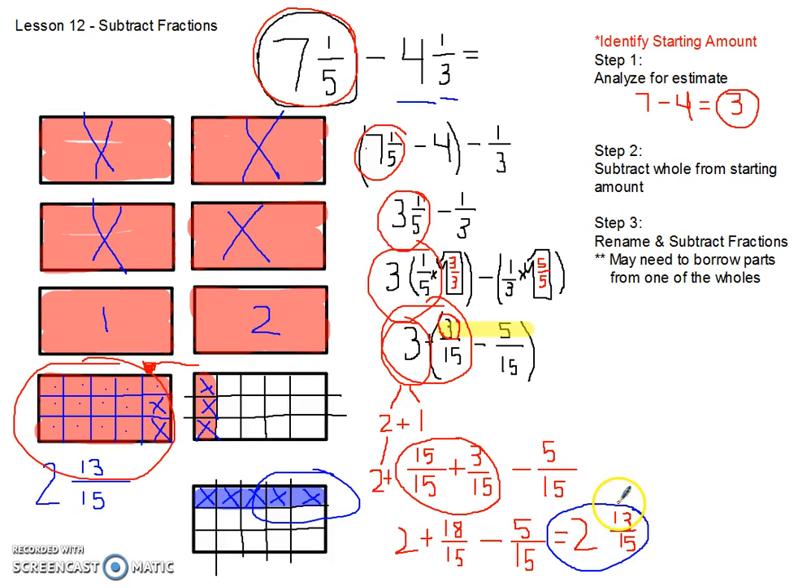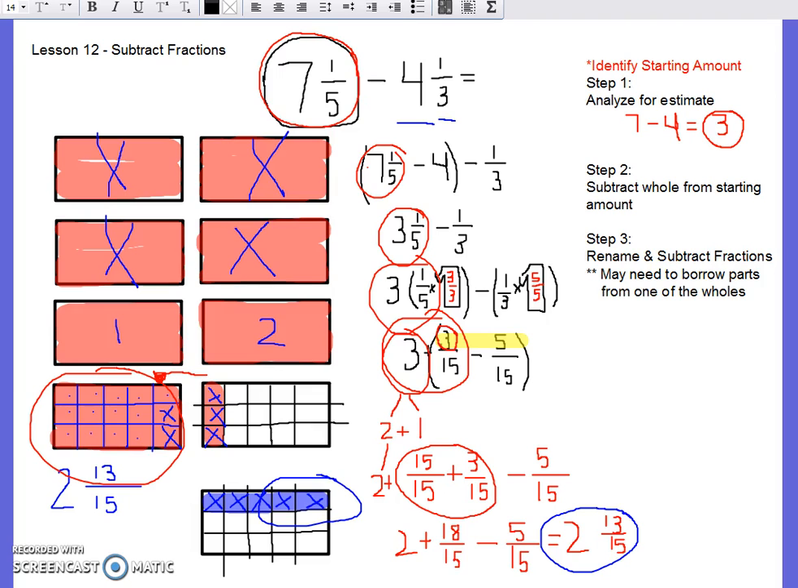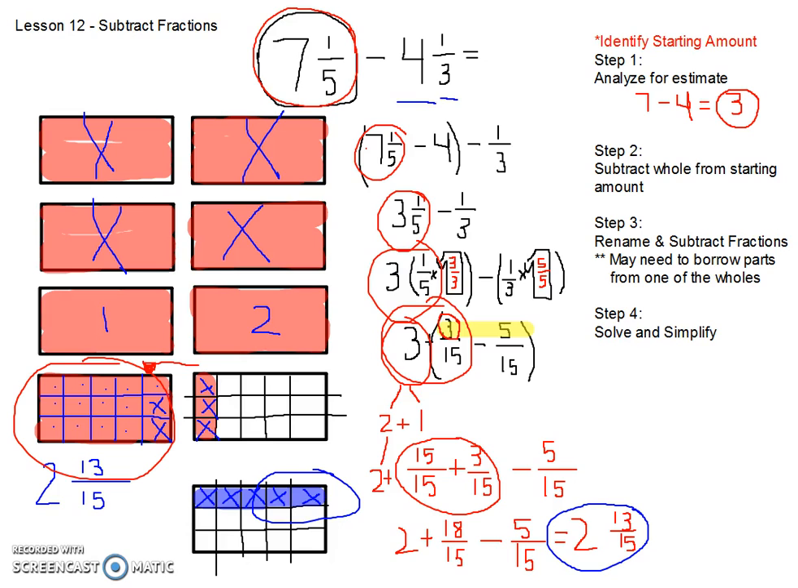Then last but not least, after we solved and simplified, we want to relate our answer back up to our estimate, which was 3, and ask ourselves, is it a reasonable answer? And I have 2 wholes, and 13/15 is really close to having another whole, which would make 3 wholes, so my answer is reasonable.